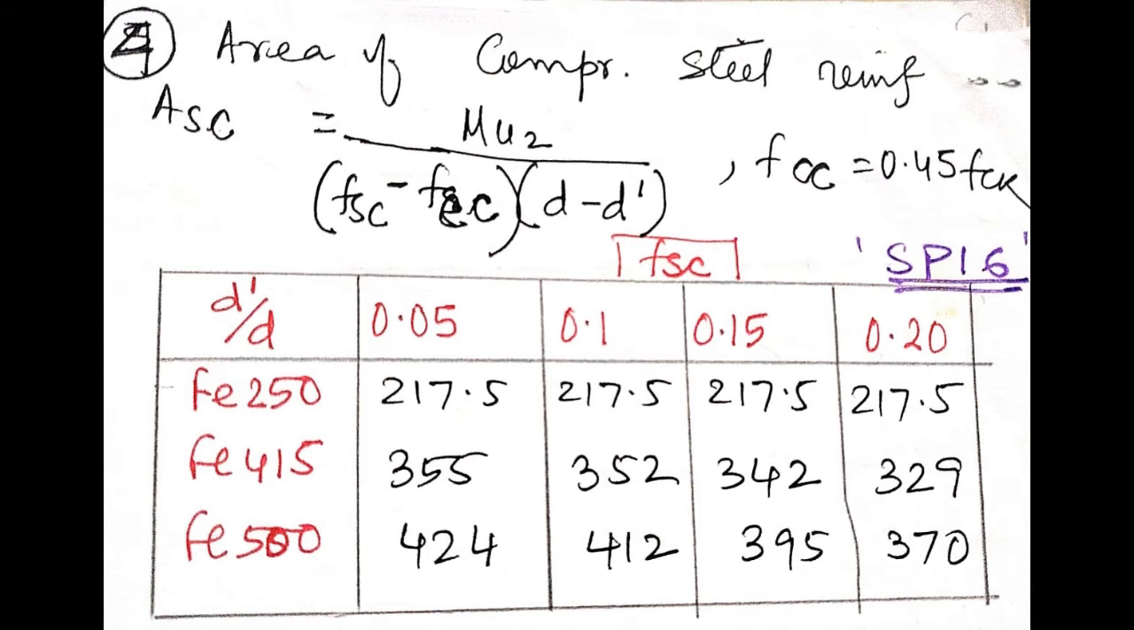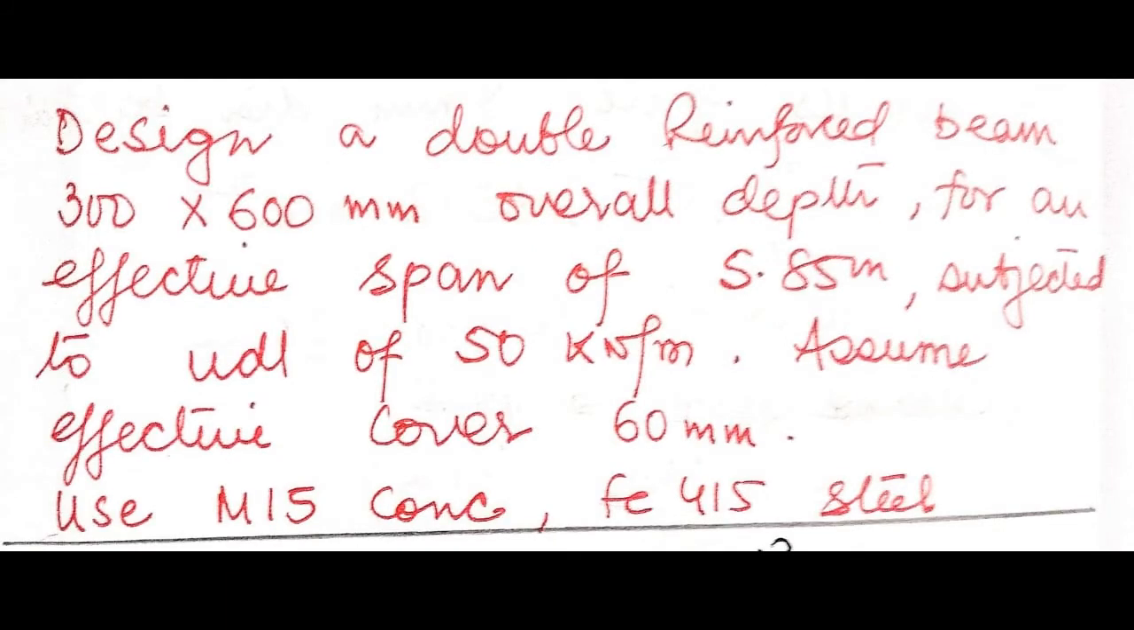So this completes step number 4. Now let us have a look at the numerical and solve the problem. Design a double reinforced beam of 300 by 600 millimeter overall depth for an effective span of 5.85 meter, subjected to a UDL of 50 kilonewton per meter. Assume the effective cover as 50 millimeter and use M15 concrete and Fe415 steel.